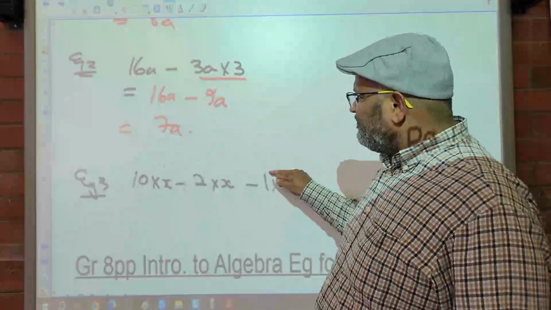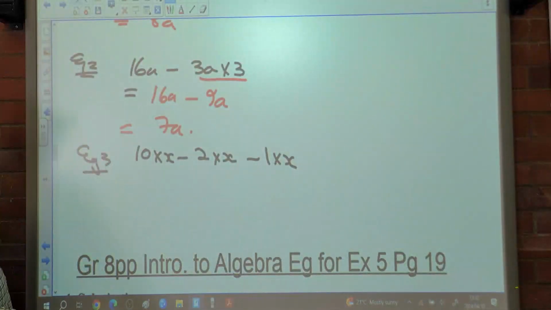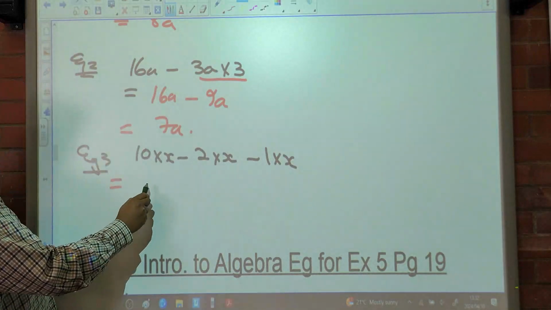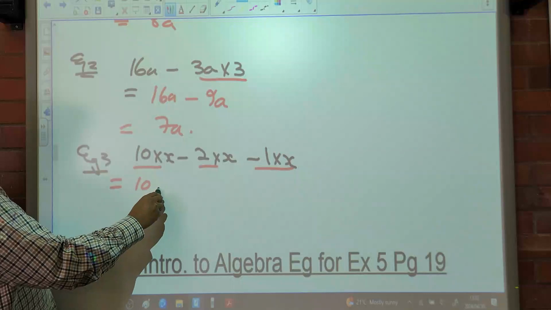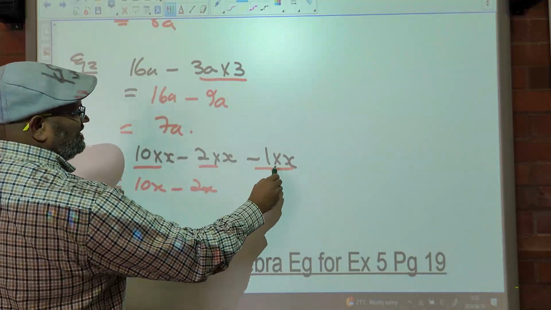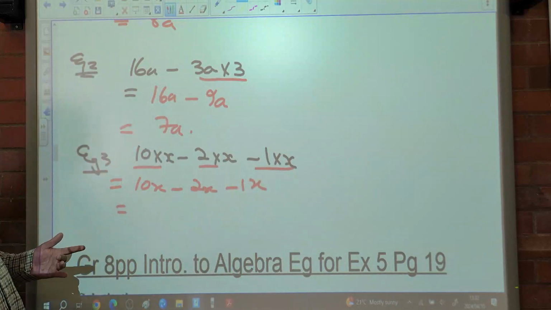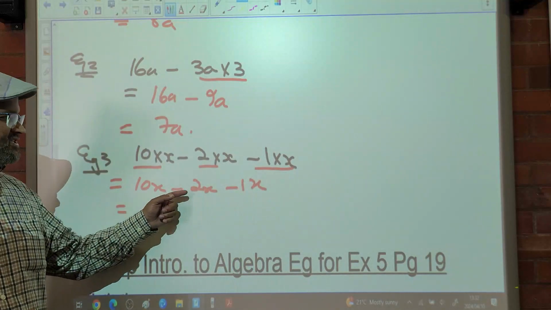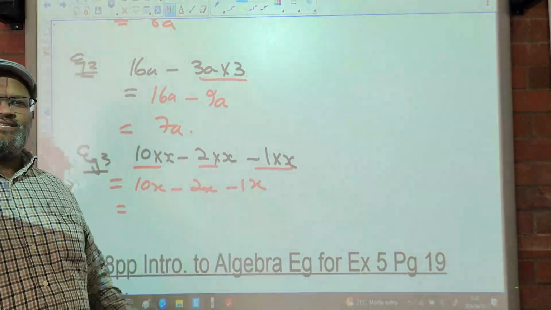People, number 3 quickly before we leave. Example 3. What must be done first? Multiplication. What is 10 times x? What's 2 times x? 2x. What's 1 times x? 1x. Or just x. So what is 10x minus 2x? 8x. And 8x minus x?